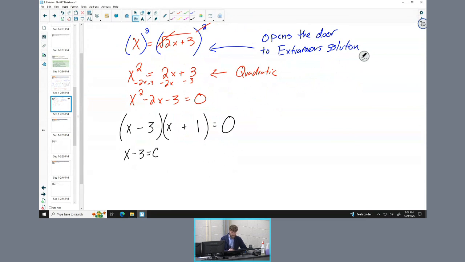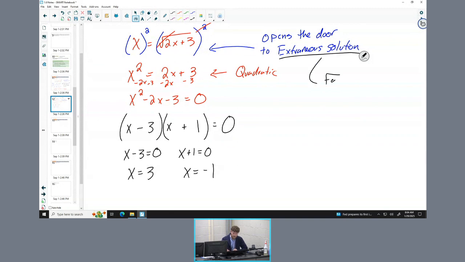So x minus 3 equals 0. x plus 1 equals 0. That means x is equal to 3, and x is equal to negative 1. Now, we got our answers. But you don't know if it's your real answer because there could be false solutions. Remember, extraneous solutions, that means false solutions. That's what an extraneous solution is. So we have to check to see if these are false solutions.